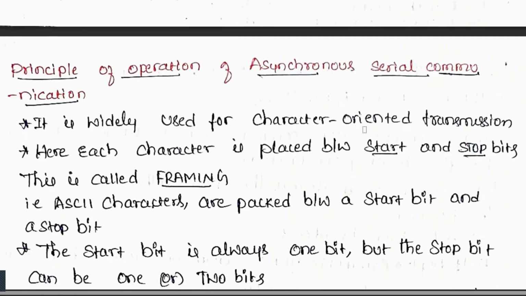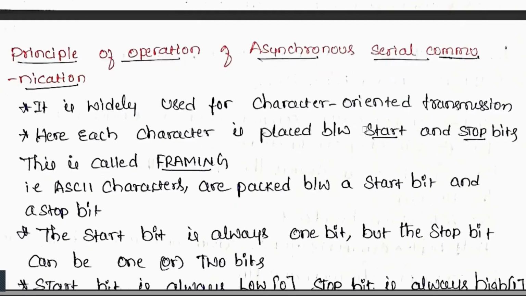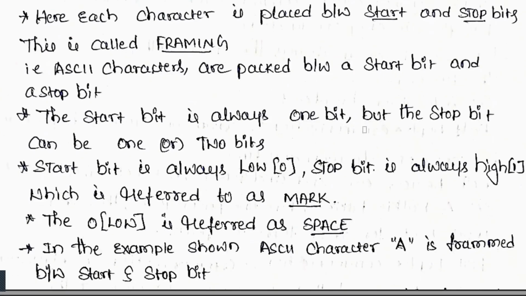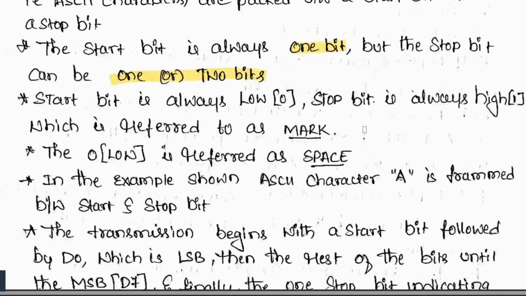Now the principle of operation of asynchronous serial communication. It is widely used in character-oriented transmission. Here each character is placed between the start and stop bits, called framing. That is, ASCII characters are packed between the start bit and the stop bit. The start bit is always 1 bit and the stop bit can be 1 or 2 bits. So the start bit is always low. The stop bit is always high, which is referred to as a mark. And 0 is low, which is referred to as a space.